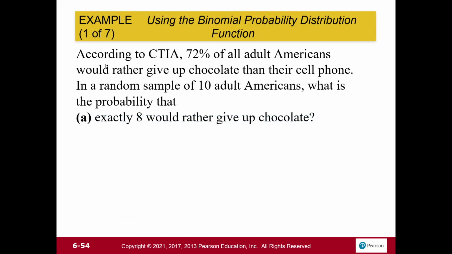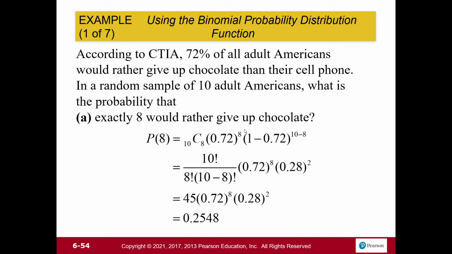So here is our problem. It says according to the CTIA, 72% of adult Americans would rather give up chocolate than their cell phone. For a random sample of 10 adult Americans, what is the probability that exactly 8 would rather give up chocolate? Well, we're going to use that formula. The formula here is the probability of 8. We're dealing with a binomial distribution problem. What they're doing is plugging all these values into the formula.